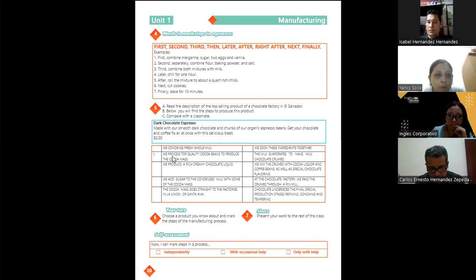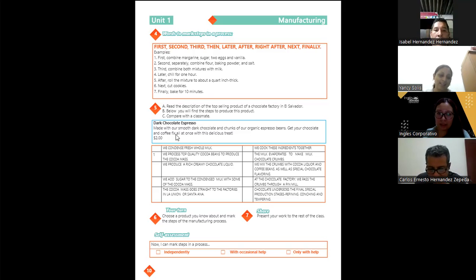Made with our smoked dark chocolate and chunks of our organic espresso beans. Get your chocolate and coffee fix all at once with this delicious treat.